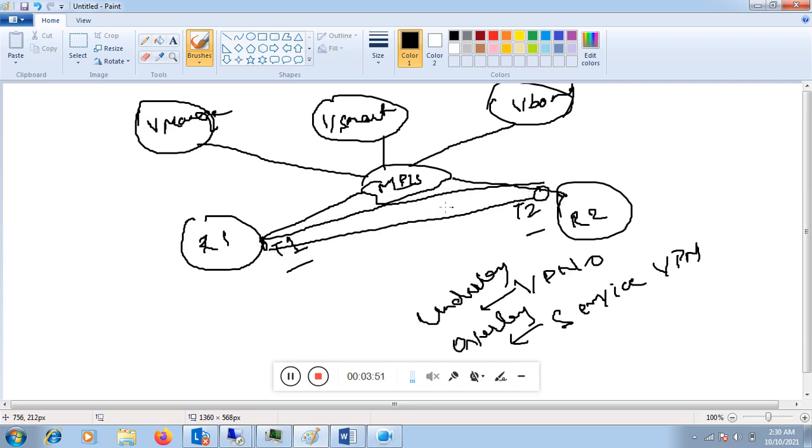So this IPsec tunnel comes under the overlay, and the service VPN traffic, let's say VPN 1, VPN 2, whatever VPN you have formed on R1 or R2, that traffic will flow over this IPsec tunnel. So this IPsec tunnel is an overlay. That is the encapsulated traffic flowing between R1 and R2.